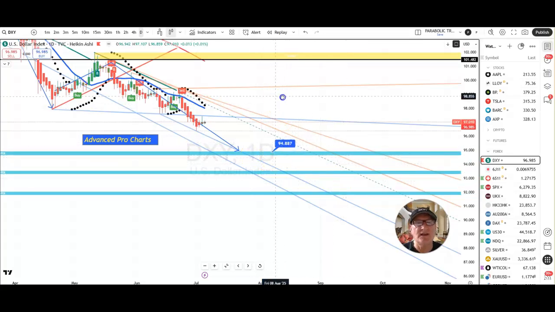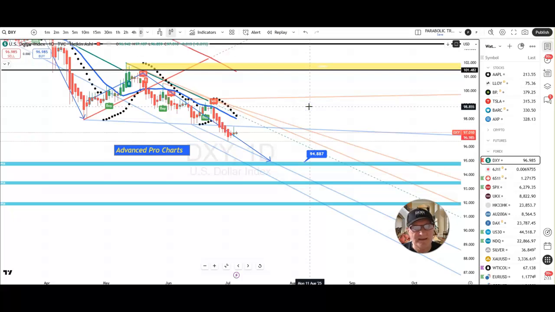If we see the dollar collapse, there's a lot of money being made. Volatility is back in the markets. Do not miss this opportunity, please.